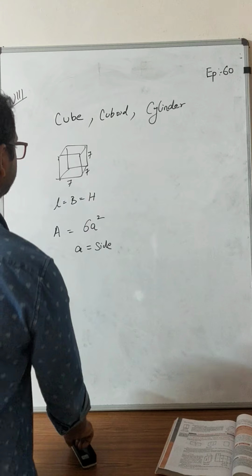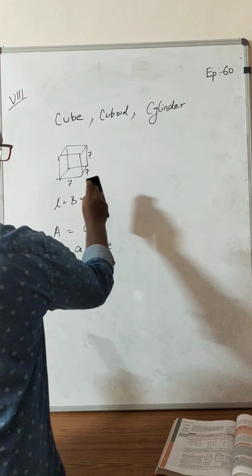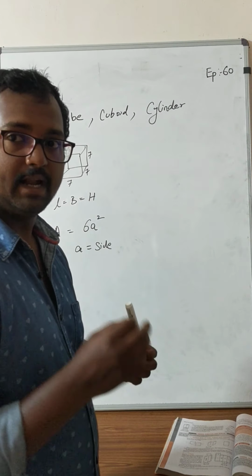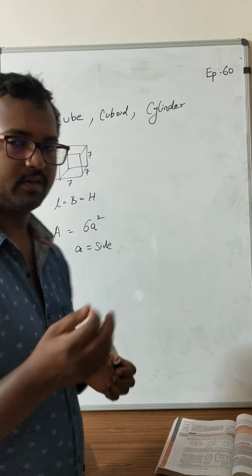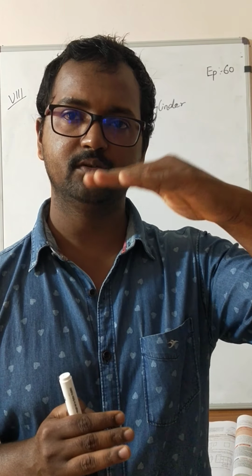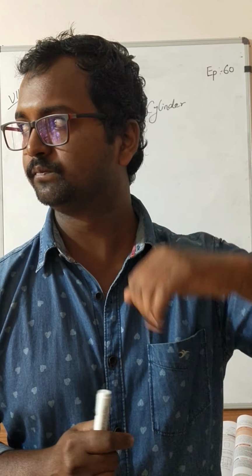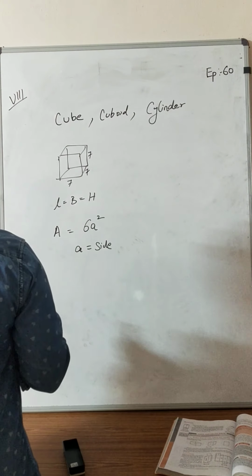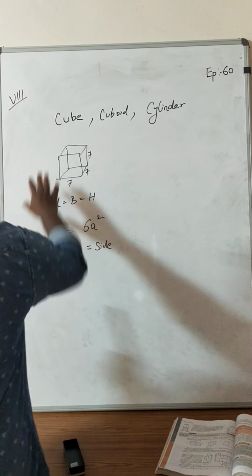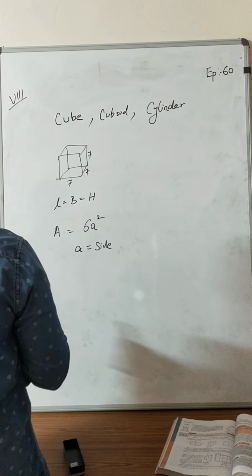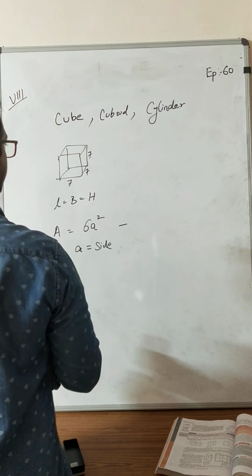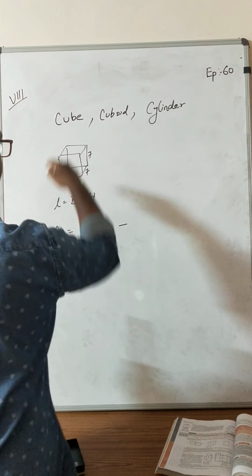So this is the area of a cube. Now what if we are talking about the lateral surface area of a cube? When we are talking about lateral surface area, it means we are not going to consider the top, the floor and the roof. See, 6a square is the entire area of this cube. From this we have to subtract the floor and the roof, the ceiling area.